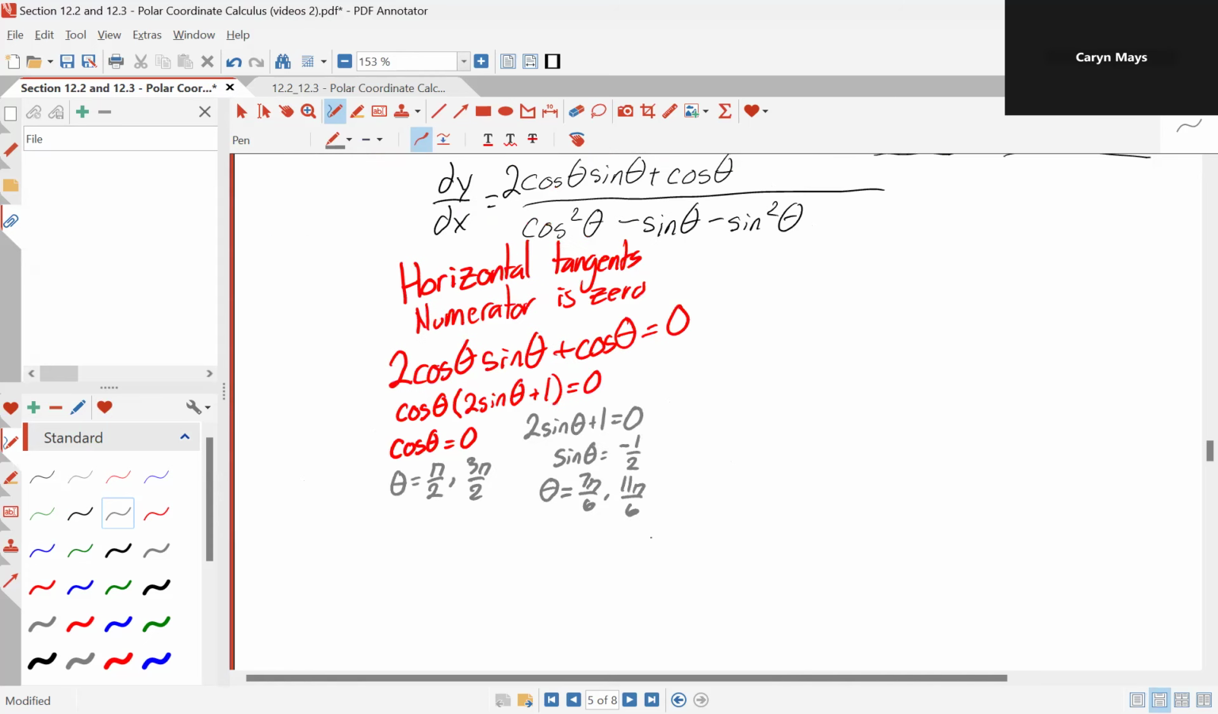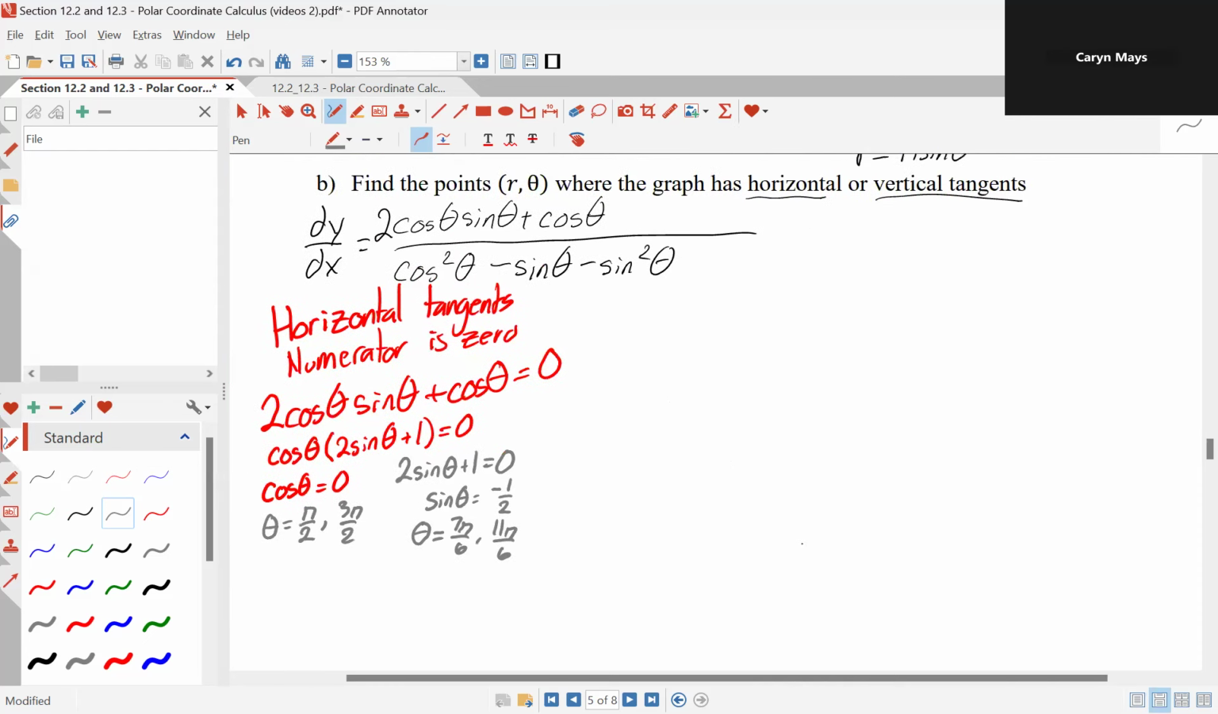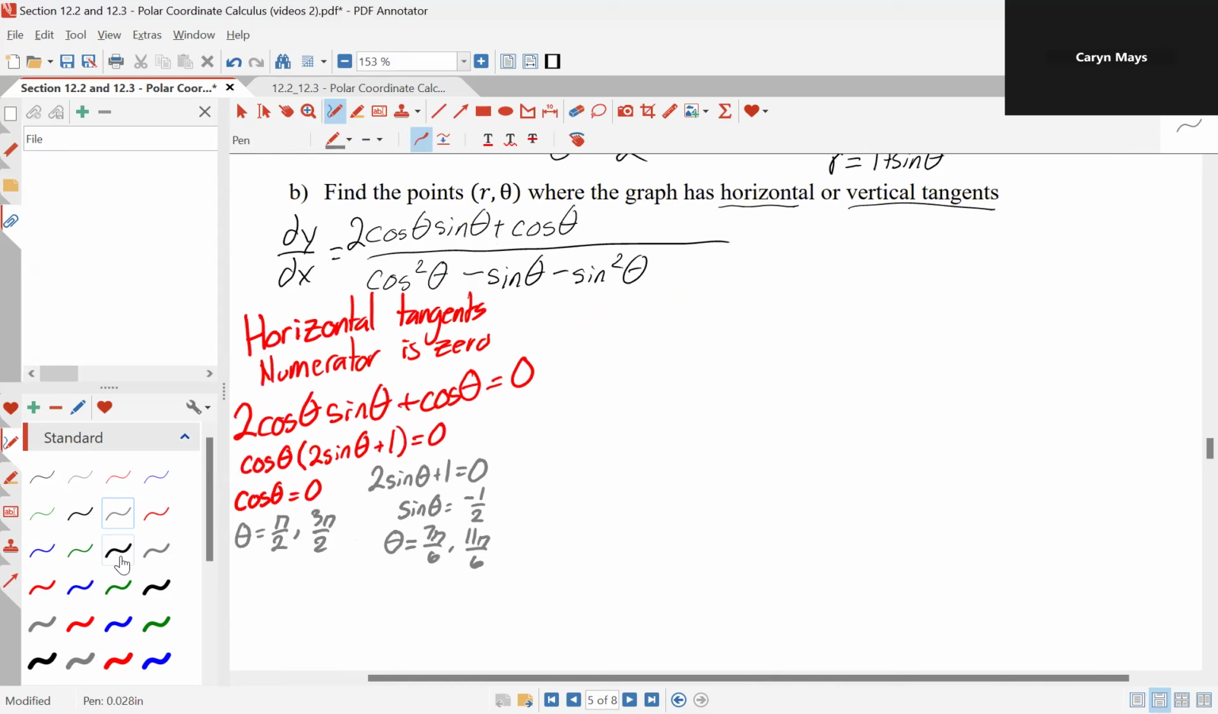So there is a list from 0 to 2 pi of the places our numerator is 0. Solving for our vertical tangents. Vertical tangents are when the denominator is 0, or where our entire expression for our derivative is undefined. So vertical tangents is where this whole expression would be undefined, or the denominator is 0.